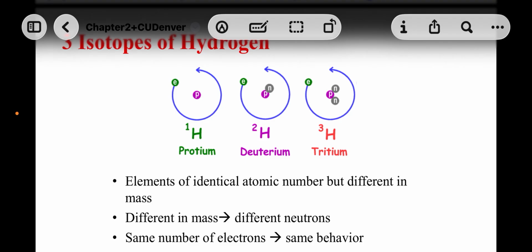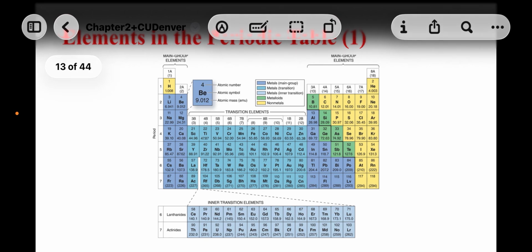Because isotopes occur naturally in different abundances, the atomic mass on the periodic table is a weighted average of all isotopes. For example, silver has two major isotopes, Ag-107 and Ag-109, and their masses and percent abundances are used to calculate the average atomic mass.